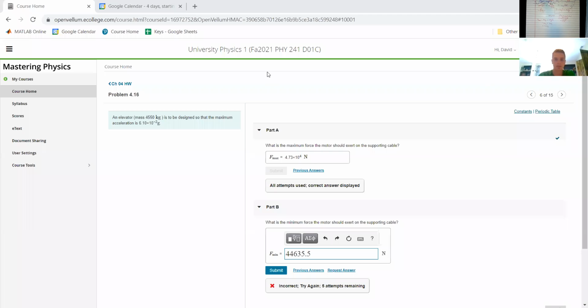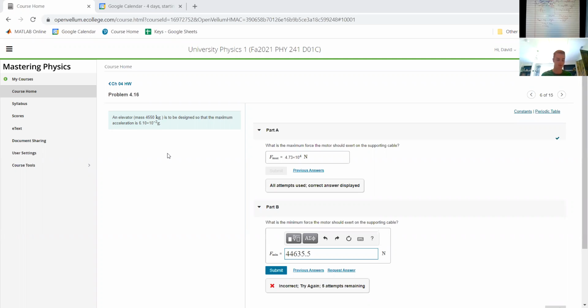Can you see my screen? I can. Cool. So my questions were mainly with this one problem here, part A and part B. So you have the elevator with mass, and its maximum acceleration is 0.061 g. With this, do you want me to explain what my thought process was? Yes if you want to, or I can explain it to you, whichever one you want.